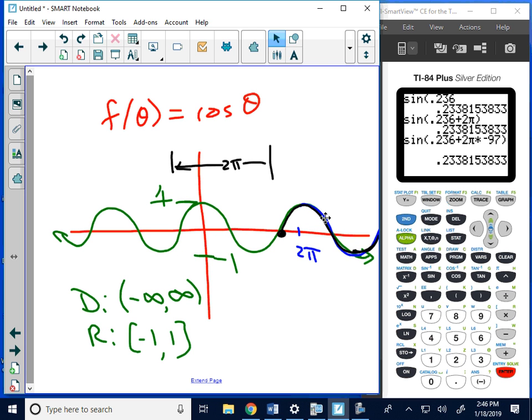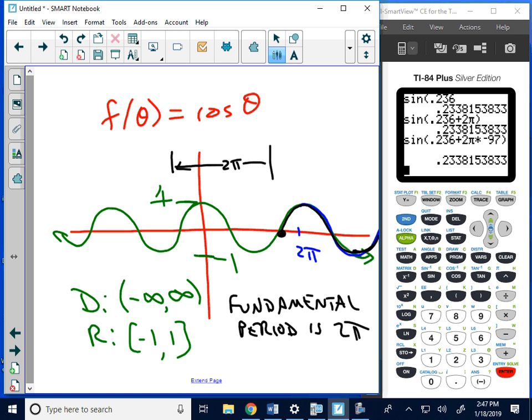So you might want to write that down. Fundamental period is 2 pi. For sines and cosines, domains and ranges are the same.